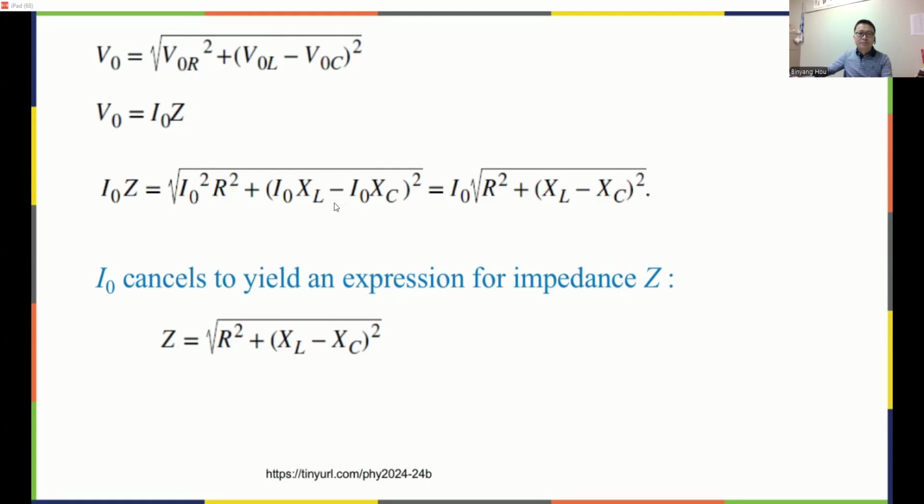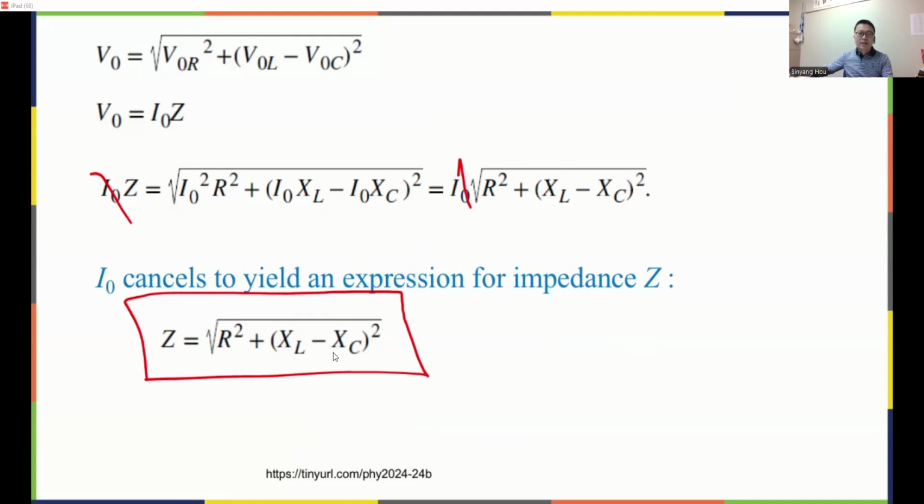Okay. So you can see that it's I0, I0, I0 across, and they are all squared. So you can pull the I0s out of the square root. It becomes I0 times the square root of R squared plus (XL minus XC) squared. And the I0 on both sides cancel. If we cancel them out, we end up with this expression for the total impedance of the RLC circuit: Z is the square root of R squared plus (XL minus XC) squared.